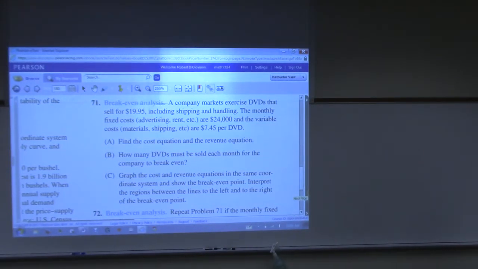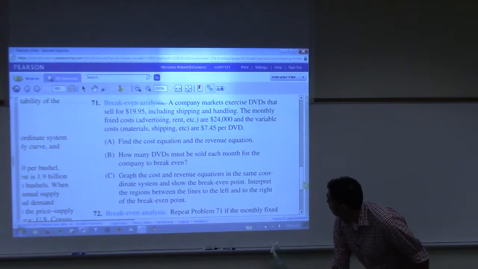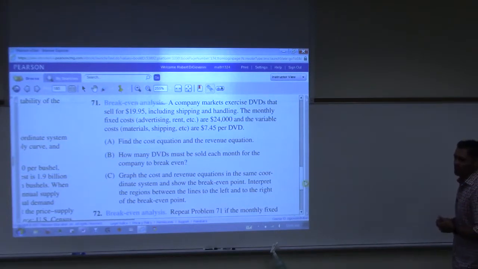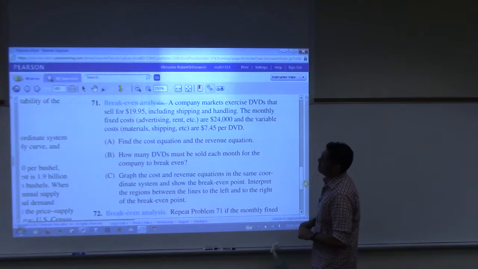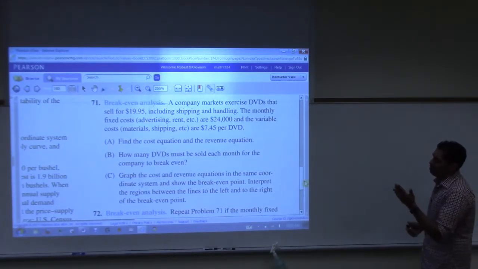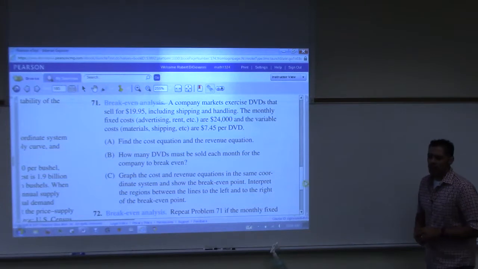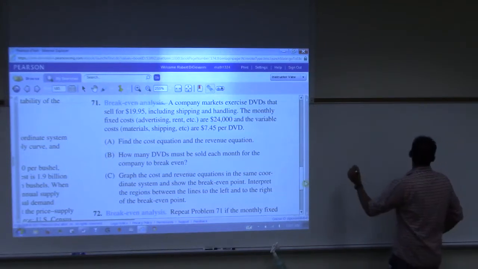Number 71, break-even analysis. A company markets exercise DVDs that sell for $19.95, including shipping and handling. The monthly fixed costs for advertising are $24,000, and the variable costs are $7.45 per DVD. Find the cost equation and the revenue equation. So there's two different equations we have to find here. All right? So let's talk about the cost equation.